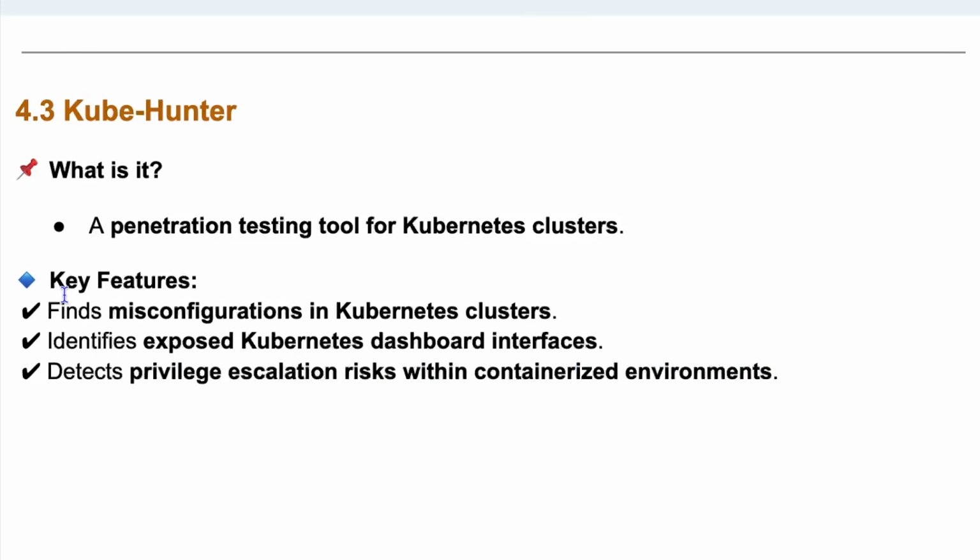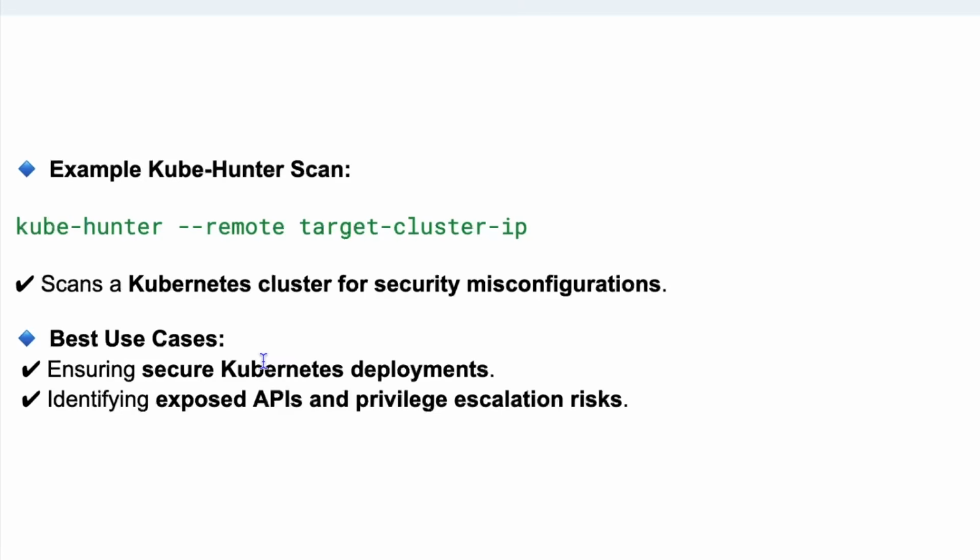It's a pen testing tool for Kubernetes clusters, and it finds a bunch of different types of vulnerabilities for those types of clusters. Docker images are the equivalent of Kubernetes clusters. So just kind of, they are all held in the same conversation. And in this use case example, we can see just the command line that we ran. So Kube-Hunter, we gave it a remote option to scan this remote target cluster IP address, and it'll scan it for security misconfigurations. And we can ensure that the Kubernetes deployments are secure.